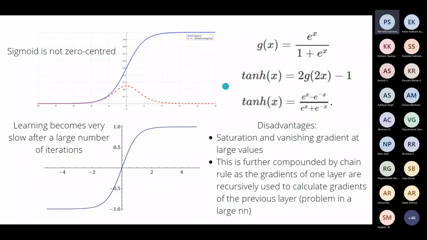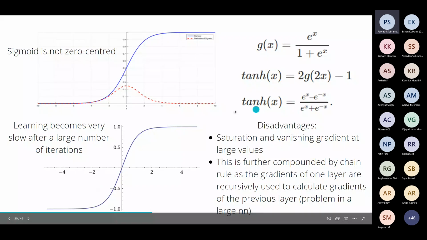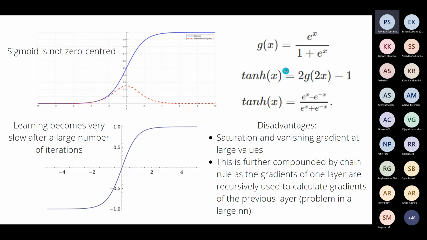That problem is solved by using the hyperbolic tangent function. You can see that by shifting it, the tanh is basically a linear transformation of the sigmoid function. You can see the relation over here. You basically squished it in the horizontal direction, elongated it in the vertical direction, and shifted it down by 1 unit to remove that zero-centering problem.